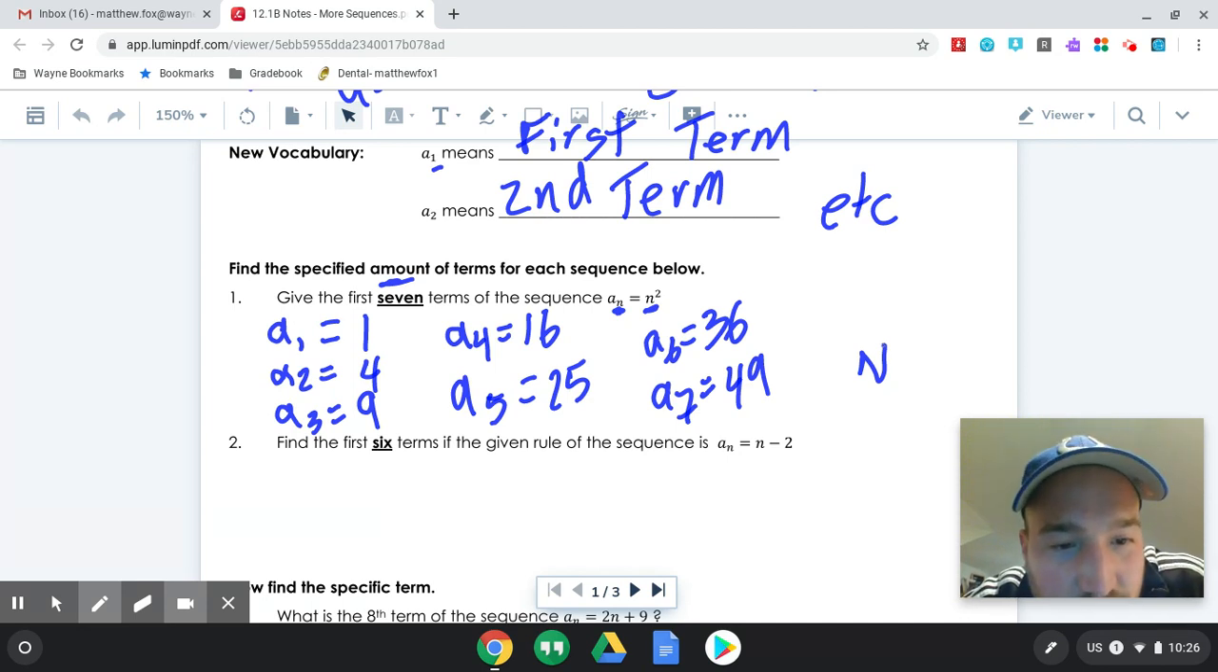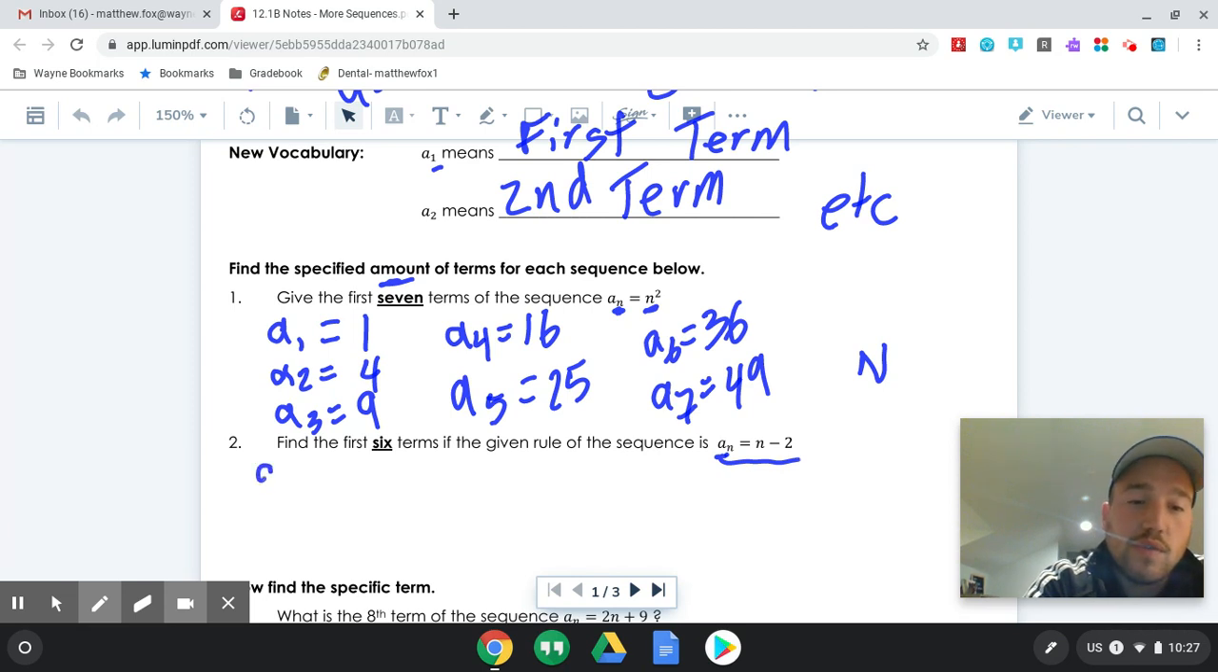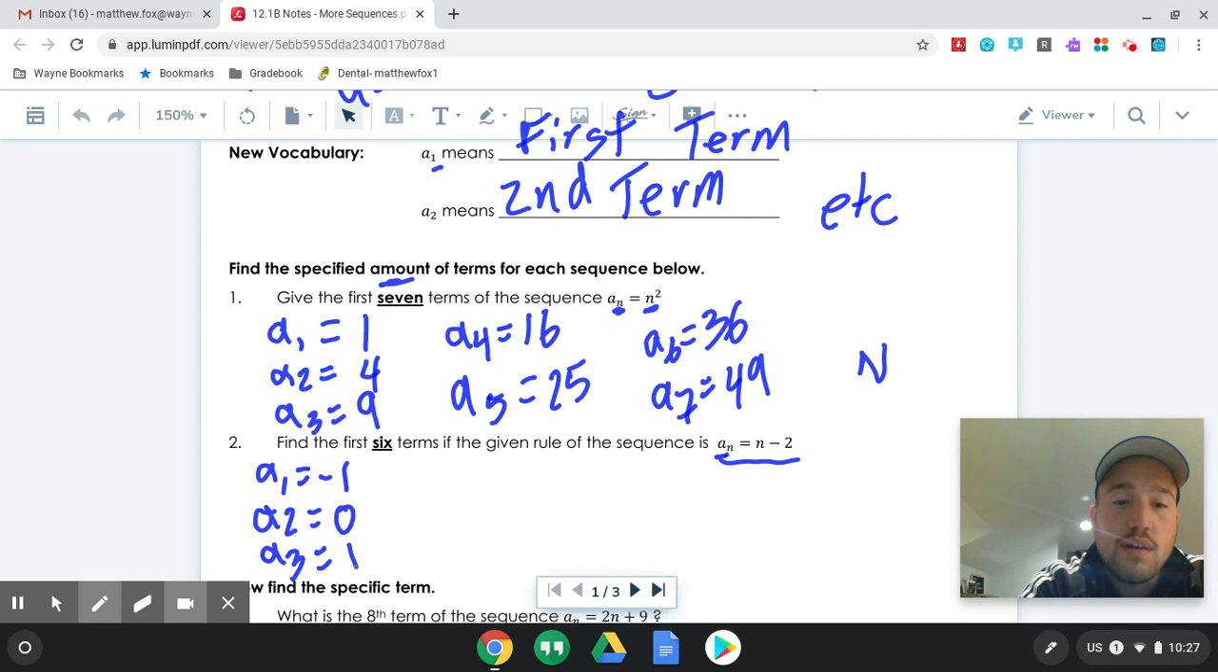Okay, now our next one, it says find the first 6 terms if the given rule of the sequence is A sub n equals n minus 2. Okay, so right here is how we decide what our sequence is found from. This says the first six terms. So the first term is always A sub 1. We plug a 1 in there. 1 minus 2 gives us negative 1. A sub 2, 2 minus 2 gives us 0. A sub 3, 3 minus 2 is 1. A sub 4, 4 minus 2 gives us 2. A sub 5, 5 minus 2 gives us 3.